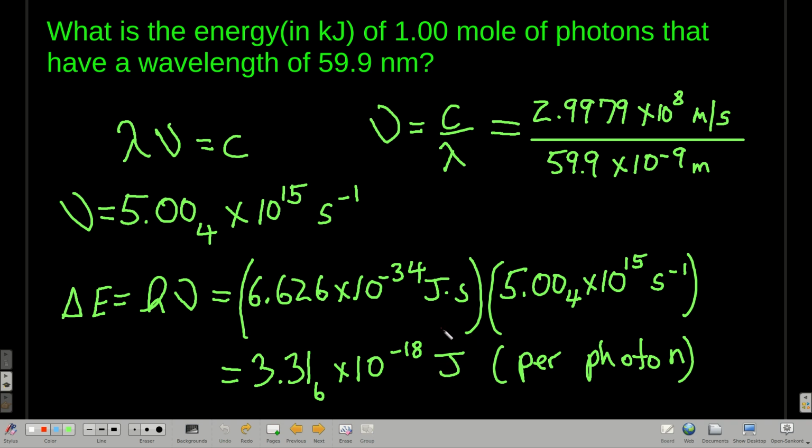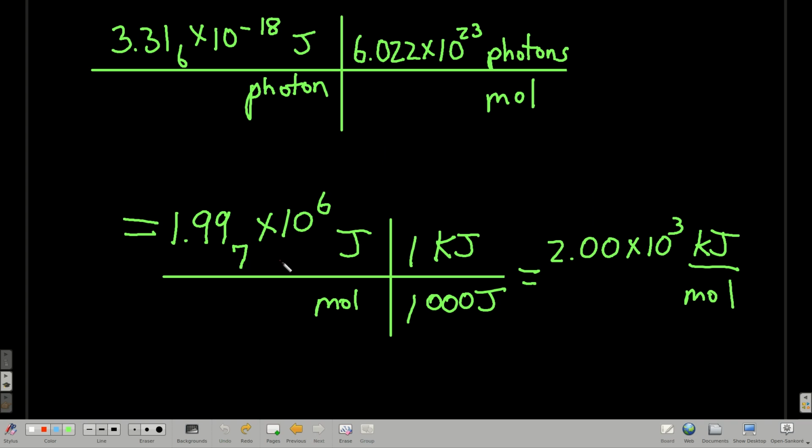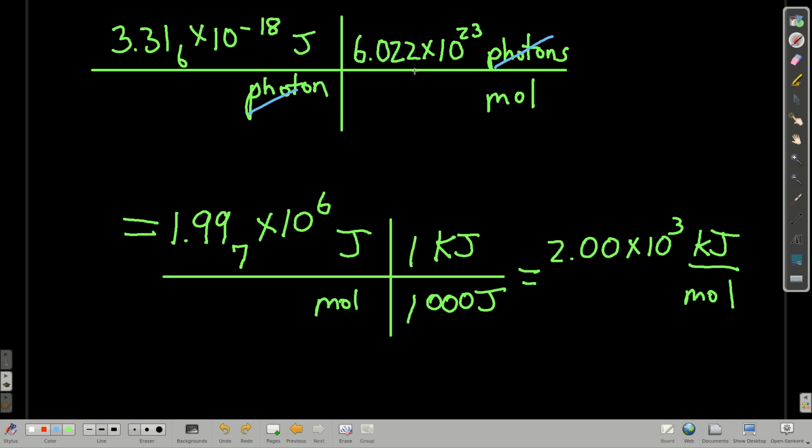We're not done yet because we want to know the energy in kilojoules of 1 mole. So what do we do now? I'll just multiply by Avogadro's number. You guys remember Avogadro's number? 6.022 times 10 to the 23rd. If you don't, you should make sure you memorize this. So if there's this much energy in one photon and there are this many photons in a mole, the units of photons cancel out. We end up with joules per mole, and we get about 1.997 times 10 to the 6th joules per mole.